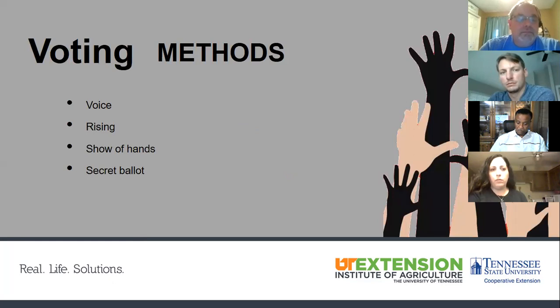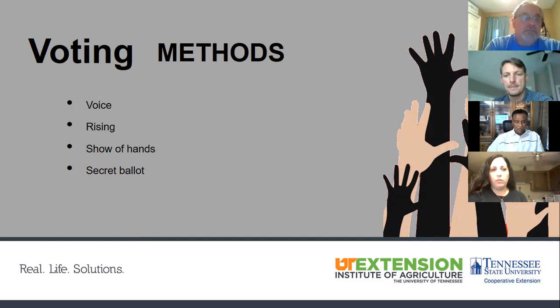Now, voting methods. These are going from simplest to something that's more accurate. So the most simple, easiest voting method is a voice vote. We can do that very quickly. And that should be used in an instance where we kind of know how it's going to go already. It's something that everybody's in favor of.